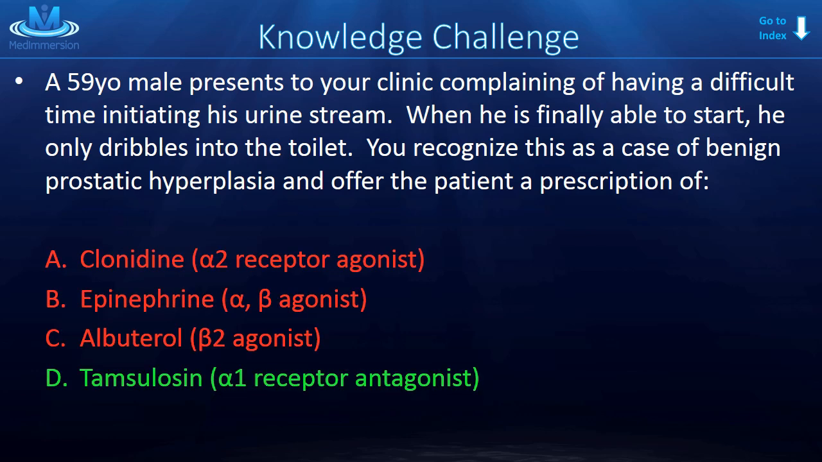How about tamsulosin? Why would you give him an alpha-1 receptor antagonist or blocker? What you're trying to do is to relax the urinary tract, and this guy has a problem with that because he's got some hyperplasia going on in that area. So if you can relax that area as much as possible, you can help the urine move through. Now, tamsulosin isn't just an alpha-1 receptor antagonist. It's actually a little bit more specific. It's an alpha-1A receptor antagonist.